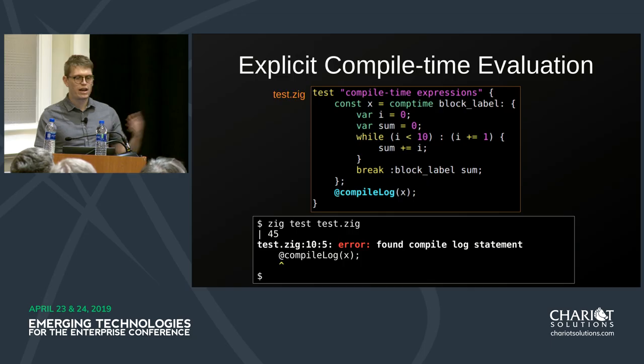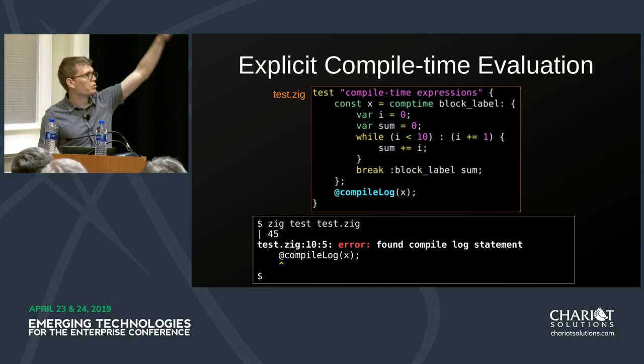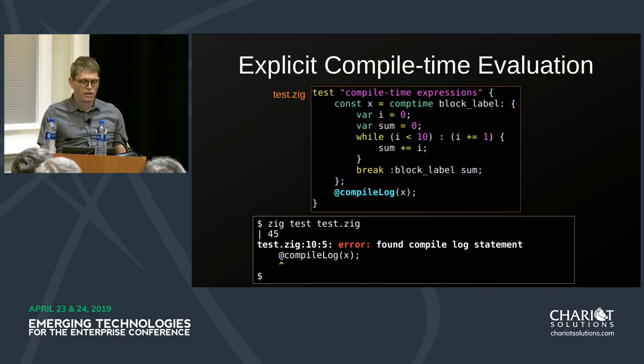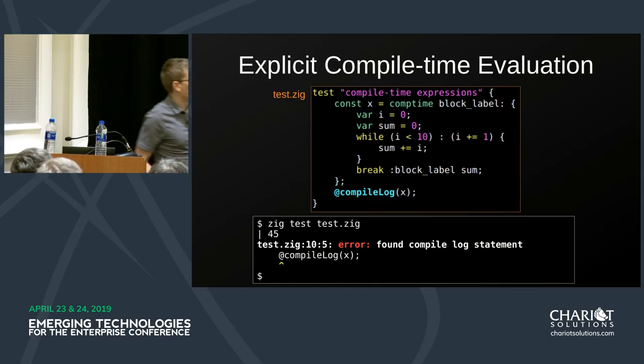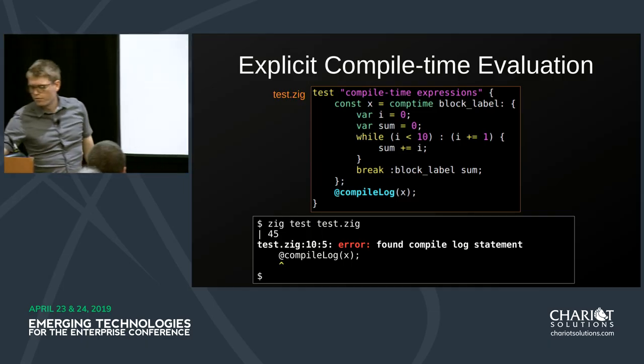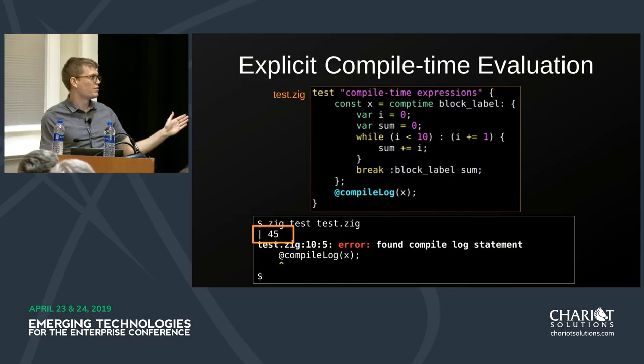So for example, I could say x equals comptime, and now I have a labeled block. Everything in the block runs at compile time. We get a result. And we have this function at the end here, and this actually just logs this value here, 45. And we actually didn't run any code yet. This compile log actually created an error.